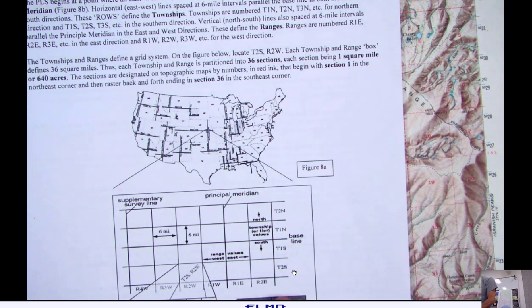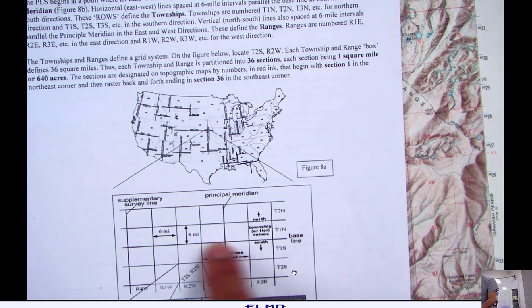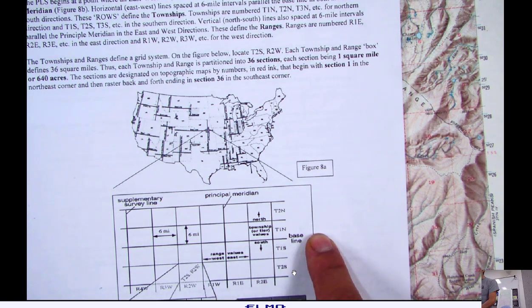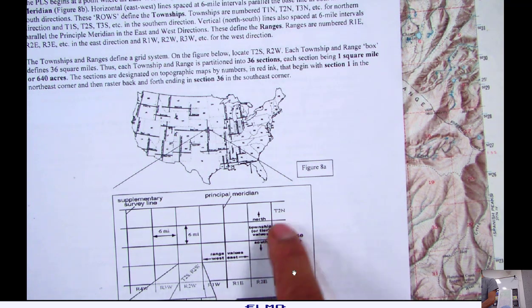So there's going to be a baseline, and then we're going to have these meridians, right? So here's our baseline. Think of a baseline like a parallel of latitude. And then we're going to have these meridians, which go north-south. And we're going to have some principal meridians. And then that's going to give us this grid pattern where we have townships going north and south of the baseline. Township 1 south, 2 south, Township 1 north, Township 2 north.